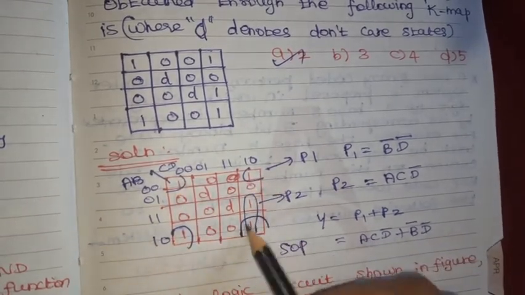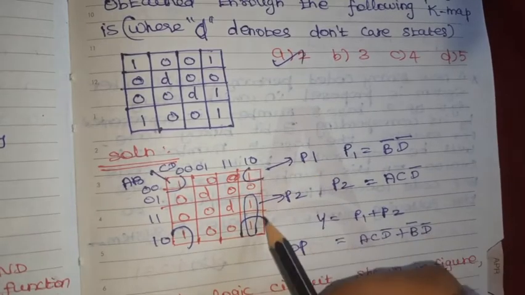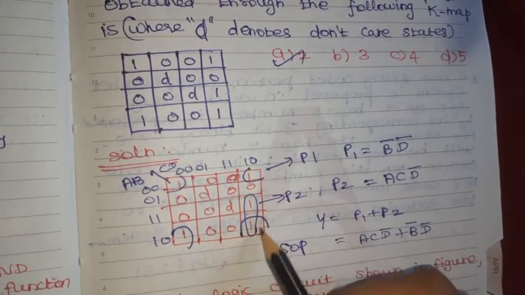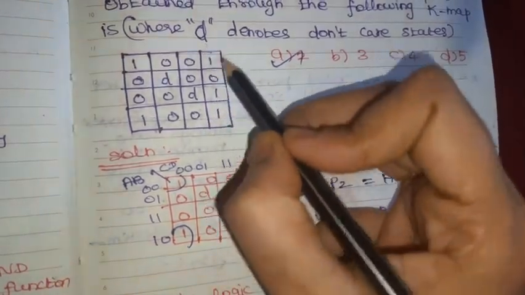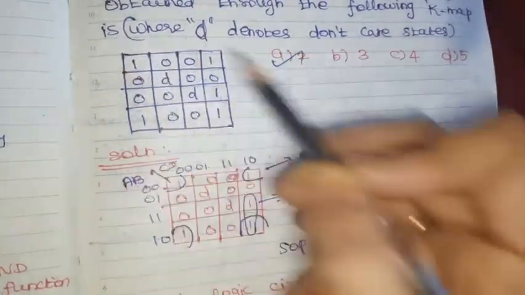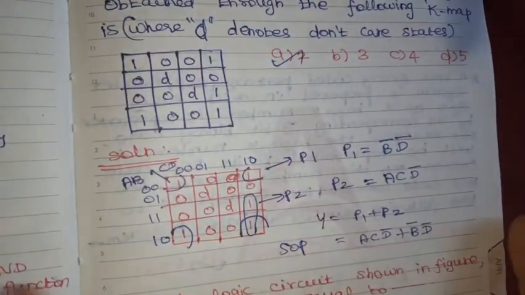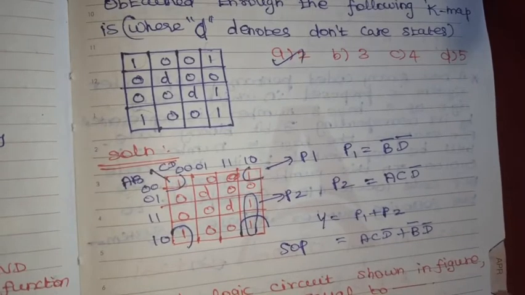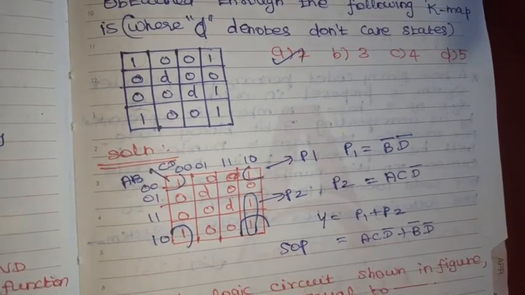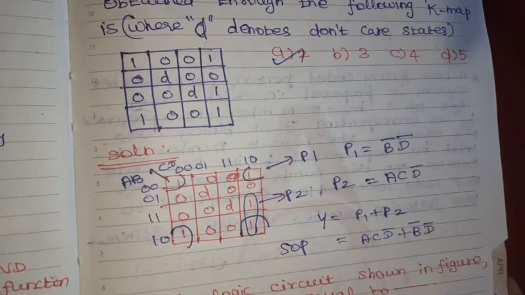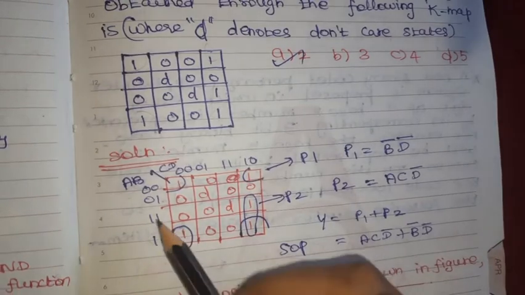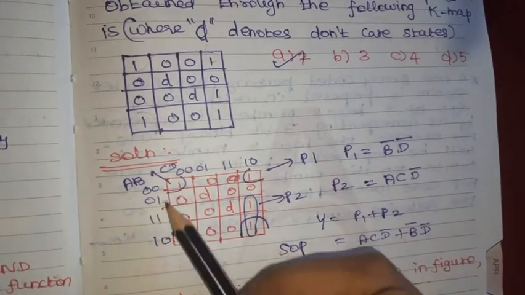4 all corners 1. Okay, this is P1. This P2 is this one, these 2 ones, and 4 corners 1 group. So P1, P2. Okay, 2 groups we are having. So we'll have 2 SOP. We'll check whether it can be reduced into single SOP or it remains as a 2 SOP. We'll see.